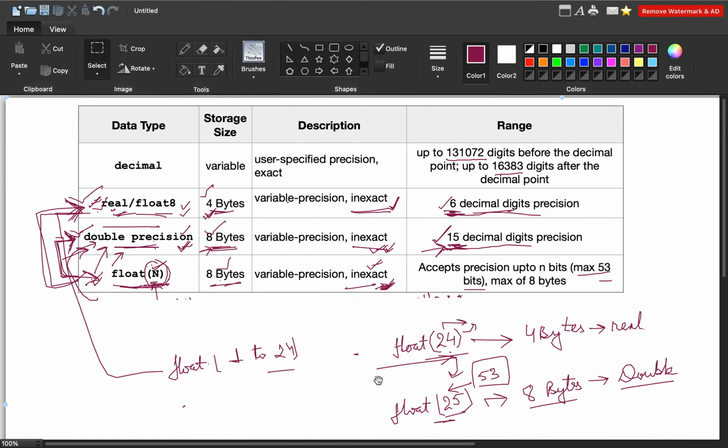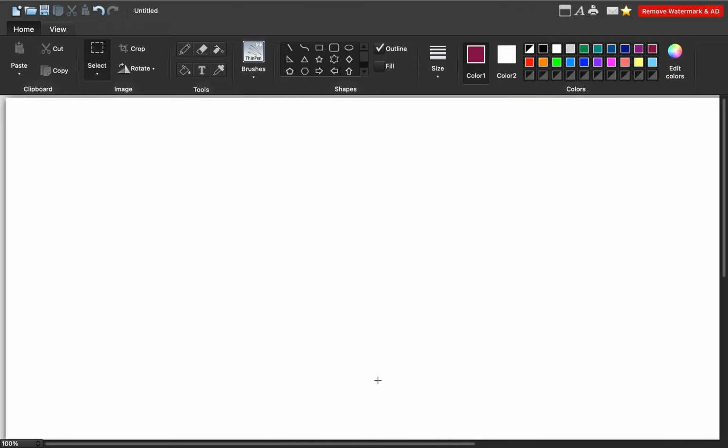Let me explain it to you. Suppose I am trying to write down a number over here. Let's say, for example, I have 1, 2, 3, 5, 6.7, 7 and 7, right? Suppose I am trying to have this number. Now if you look at this number, there are two parts.